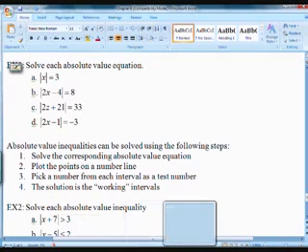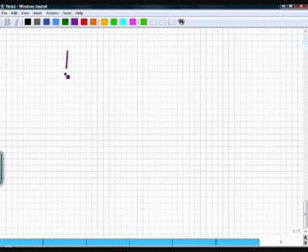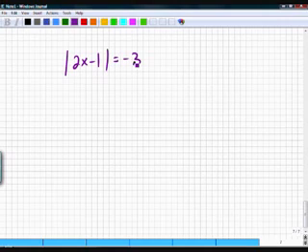2x minus 1, the absolute value of 2x minus 1 equals negative 3. You don't have to go any further. Think back to the problem I gave you a while ago. Randy, y'all raise your head up, so y'all don't have to take this again next year. Absolute value of something equals negative 3.